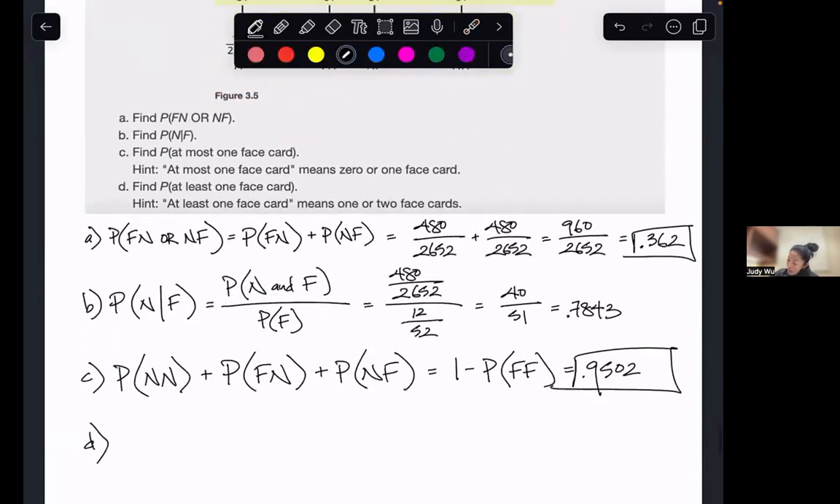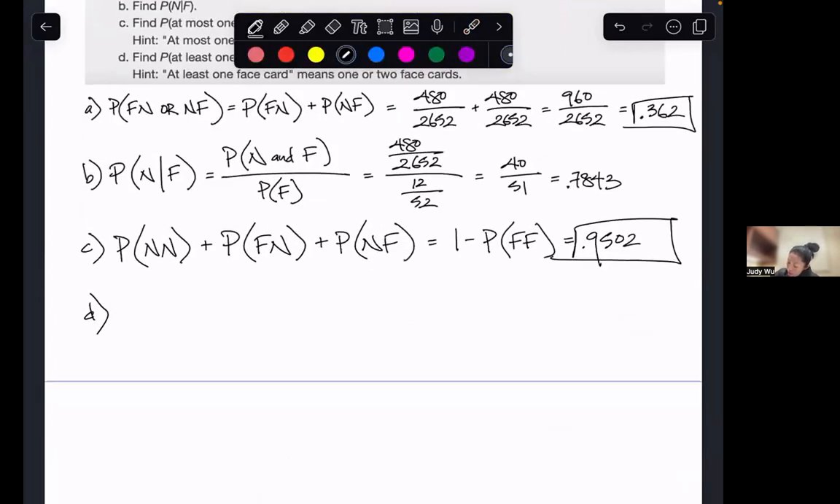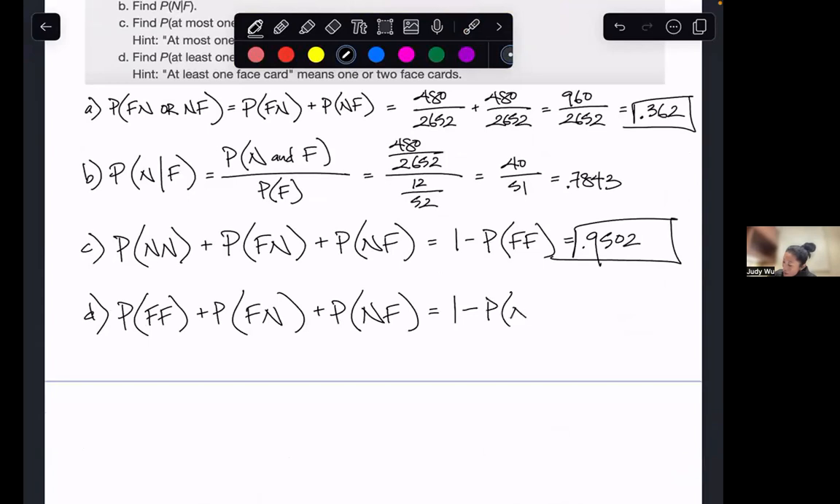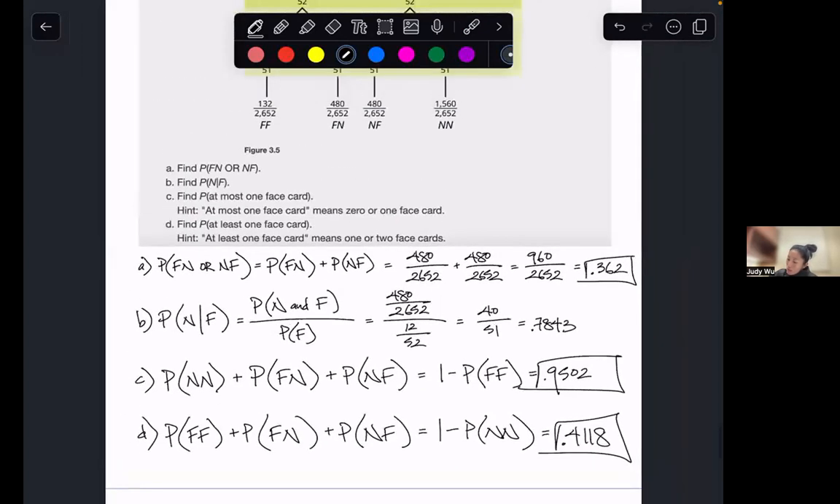Okay. So if we set up a similar formula, I could think the probability of 2 faces plus the probability of a face first and then a number, plus the probability of a number and then a face. Or if I want to shortcut it, I could just say 1 minus the probability that I get no faces, only 2 number cards. And either way I do this, I should end up with 0.4118. Okay. And again, we're just using our calculators to add these and then turn them into decimal form.